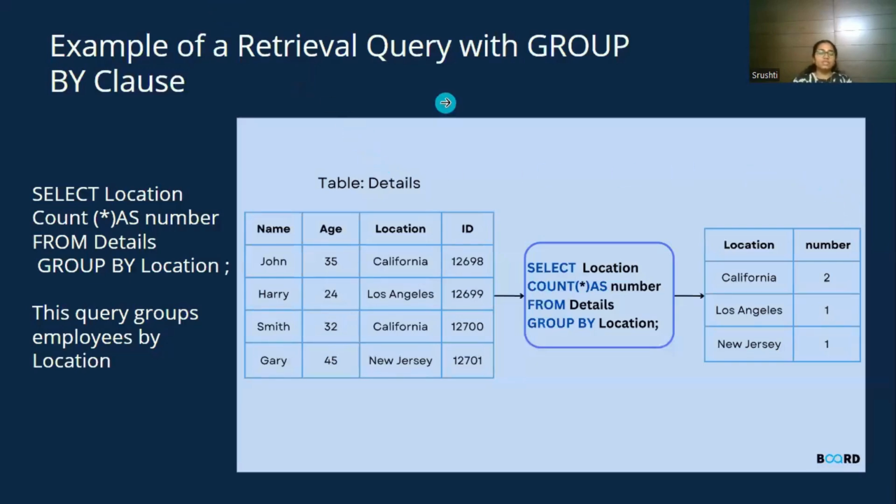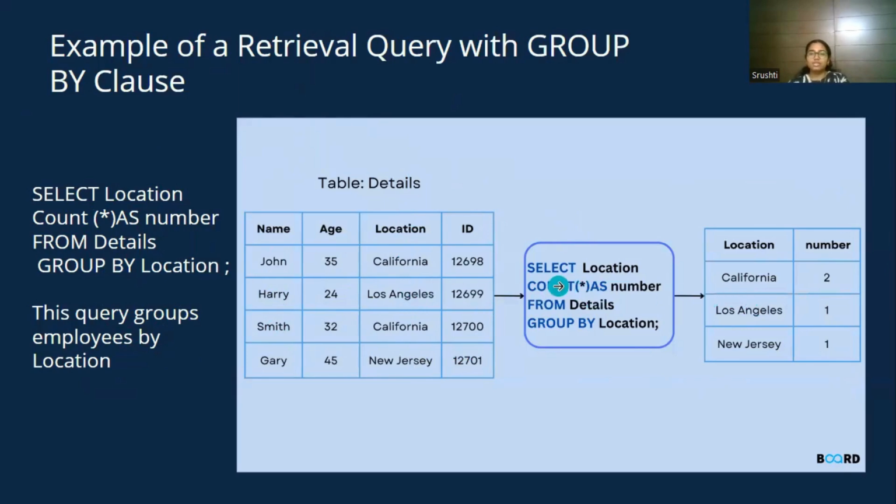You can see the same example here, example of a retrieval query with group by clause. Select location, count star as number from details group by location. This query groups employees by location. Here is a table named details, and the output should be in such a way that it should count the number of locations and show it.